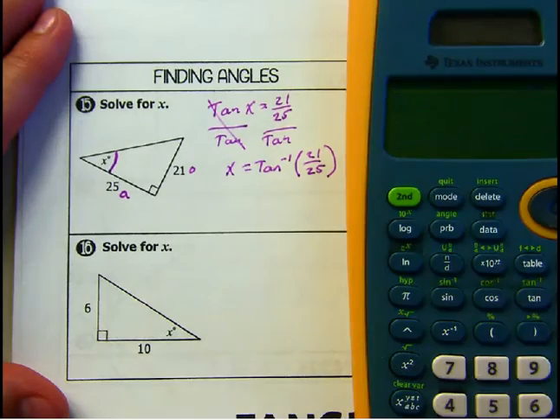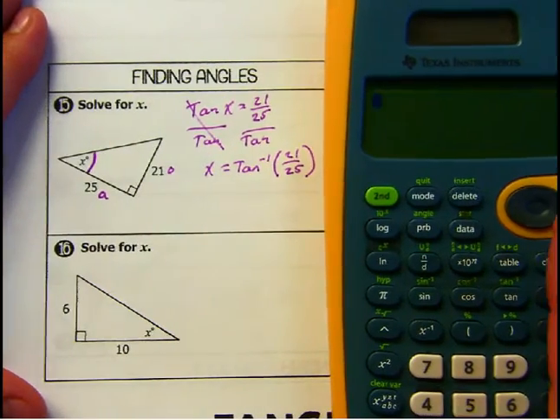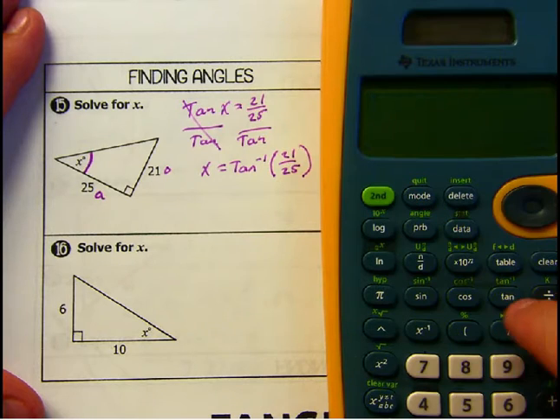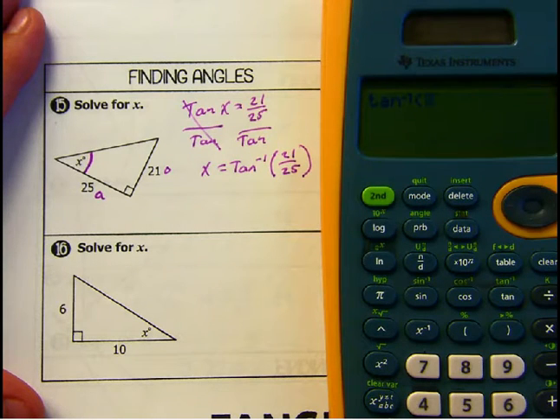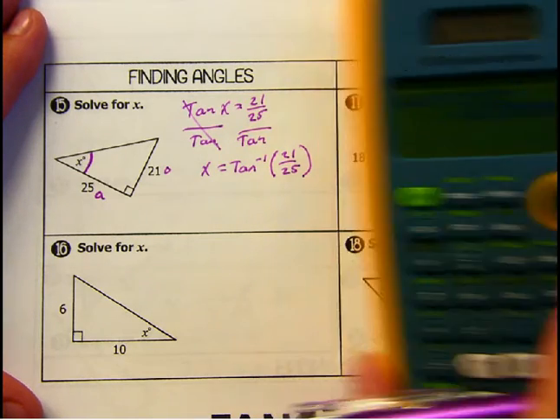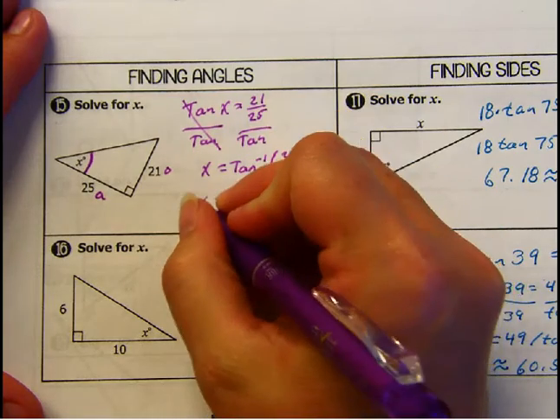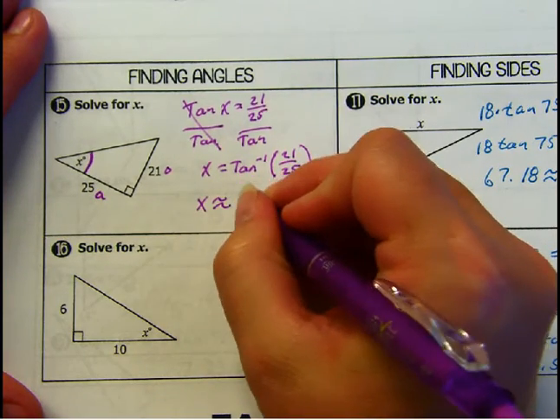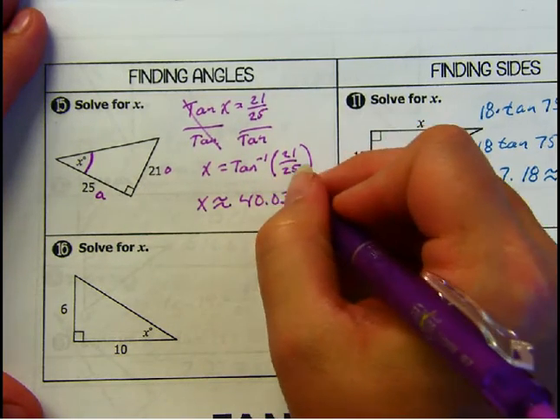Typing that into our calculator. So we get second tan this time, so tangent to the negative 1. In our parentheses, we want 21 divided by 25, and hit enter. So to the nearest hundredth, we get 40.03 degrees. So x is approximately 40.03 degrees.